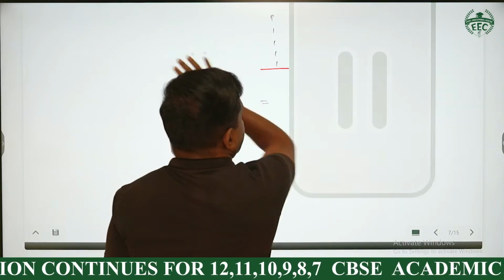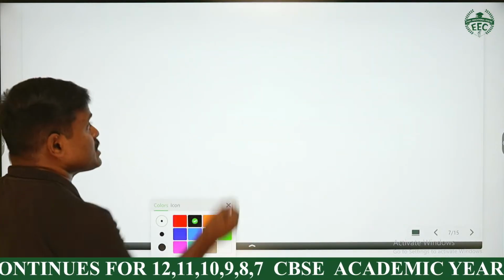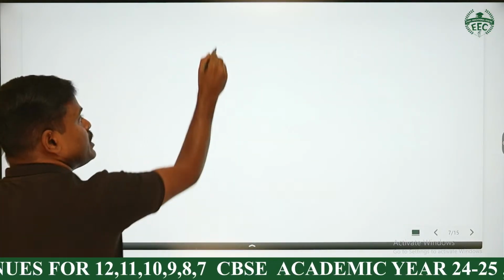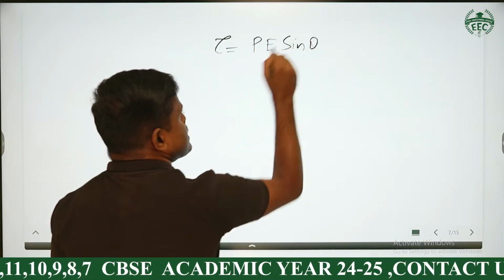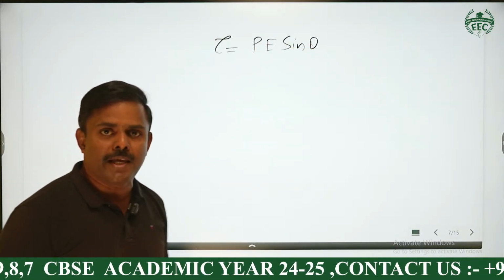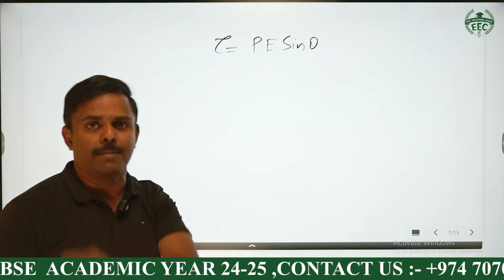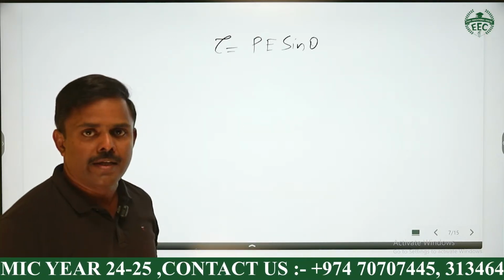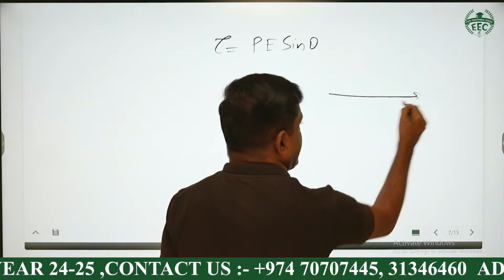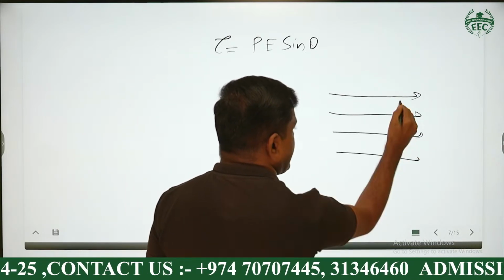Alright, so next one. They will ask questions on torque. They will ask you to derive the equation for torque. Torque is given by P sine theta. The derivation is very important. P is dipole moment, E is the electric field, theta is the angle. So this is the dipole placed in an electric field.